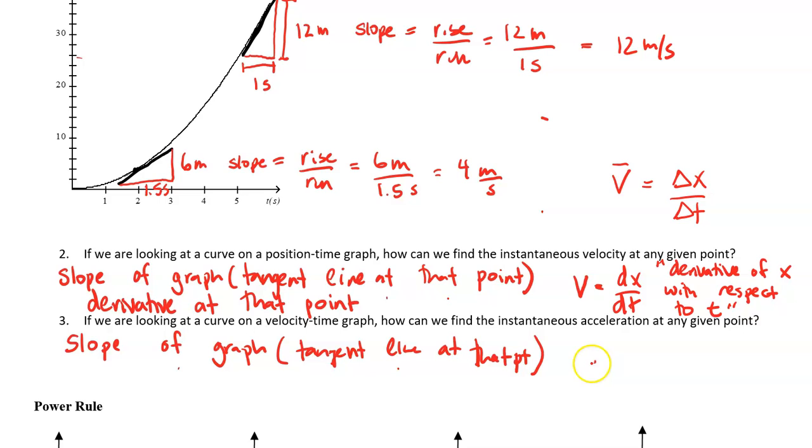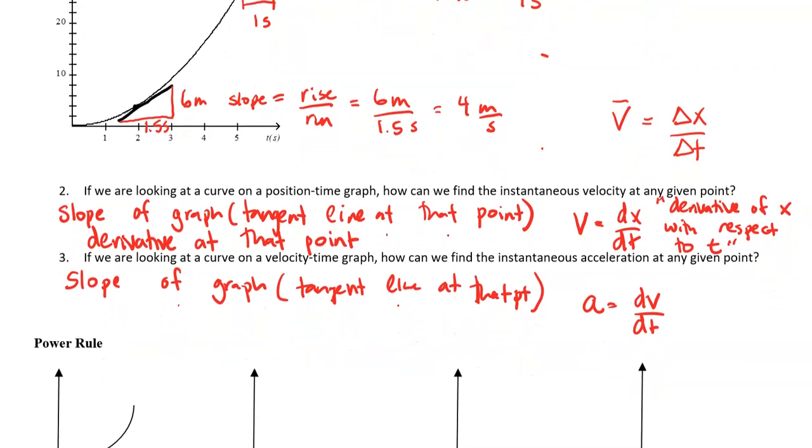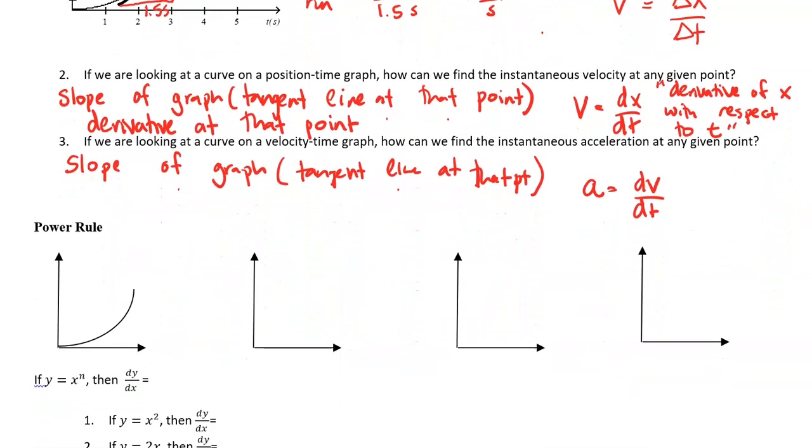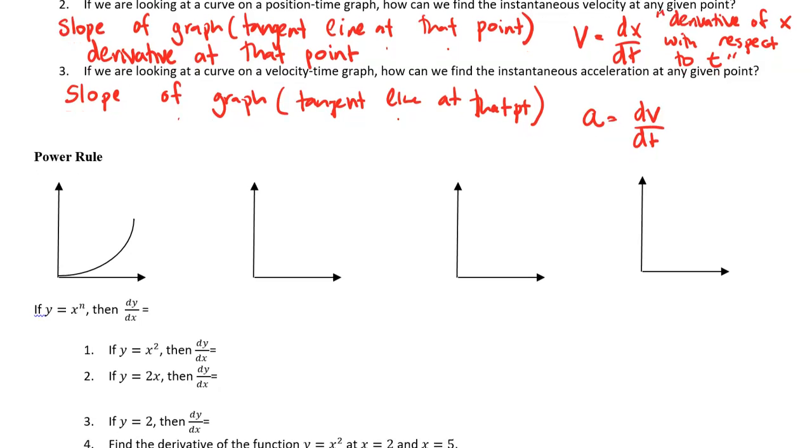To write that, acceleration would be dv/dt. Again, that would be the derivative of velocity with respect to time. And we know average acceleration is change of velocity over change of time, so that looks pretty similar. Okay, so now we're going to introduce the power rule. This is going to be pretty cool.